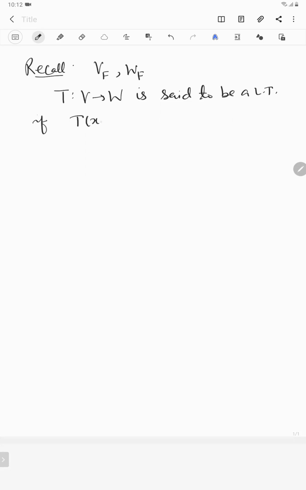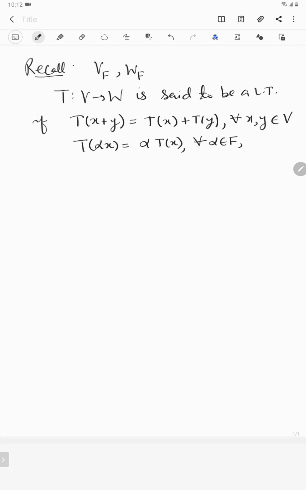T of x plus y is equal to T of x plus T of y. Two conditions are needed in the definition. The first one is T of the sum is equal to the sum of the T values for every x, y in V, and the second condition is T of alpha x should be equal to alpha into T x for every alpha in F and x in V. This is the definition of a linear transformation.